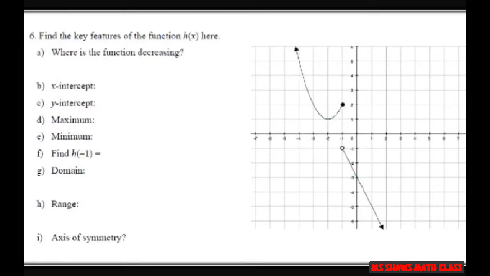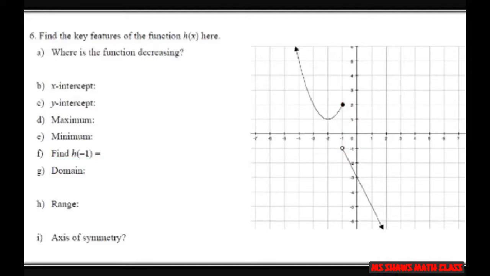Now let's look at h of -1. So you look at -1, you have two places here. This is open and this is closed. So since it's open, you have to use the closed one because it can't equal -1. So h of -1 is just 1. All right?